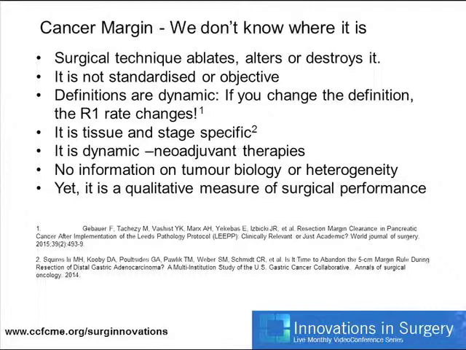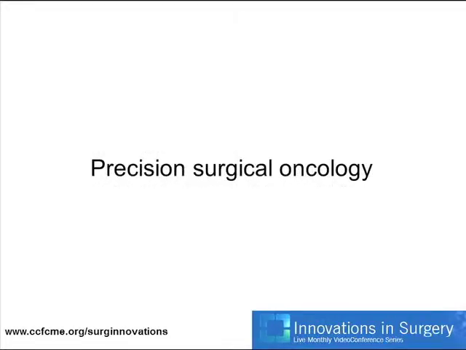In the study that we highlighted out of Paris, one of the key indicators of important prognostic value was not the resection margin, they argue, but whether or not there was lymphovascular invasion and how aggressive that tumour biology was. But despite all this, it's often used as a qualitative measure of surgical performance. So, next slide, please. What we're interested in is precision surgical oncology.